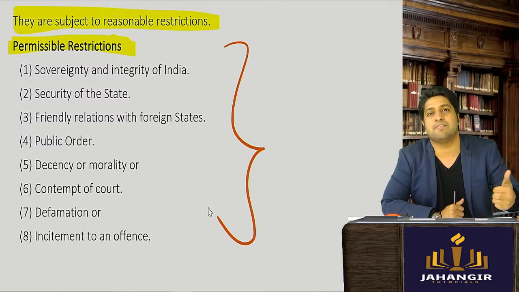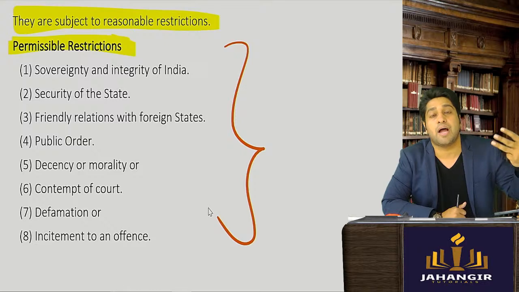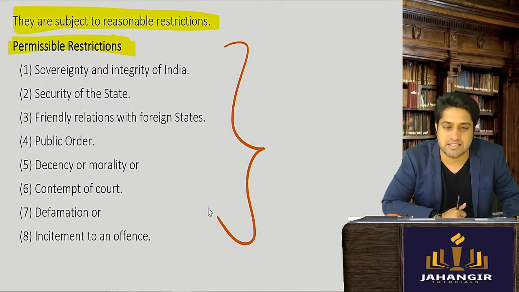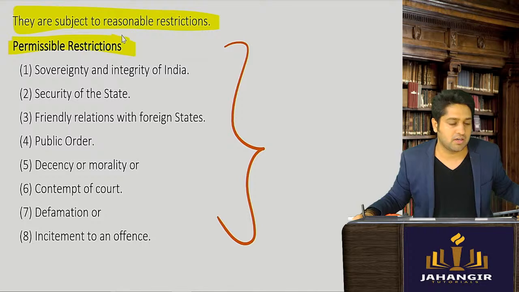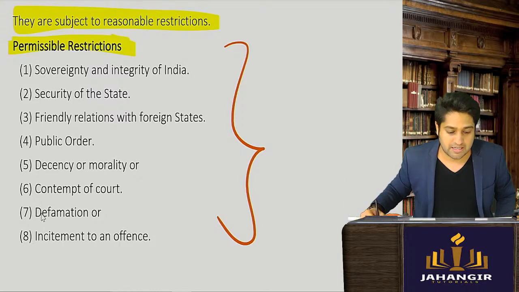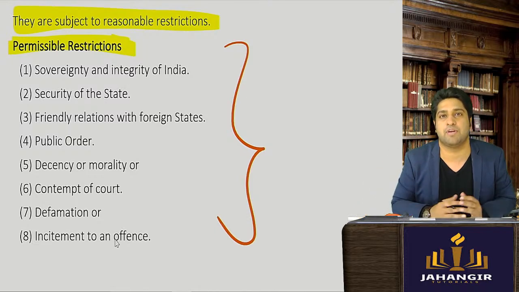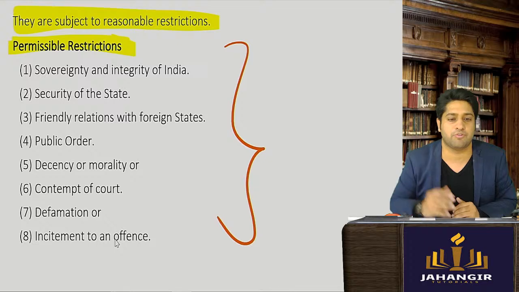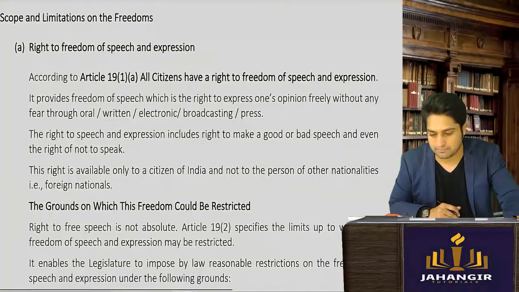These are all common reasonable restrictions. So I cannot speak in a way that I will affect the sovereignty and integrity of India, security of India, friendly relations. I cannot affect public order, decency and morality. I cannot act indecent. I cannot amount to contempt of court. In court, you cannot go and speak anywhere. It will amount to contempt of court. I cannot speak bad about the Supreme Court in a manner which defames or brings down the reputation of the Supreme Court. I cannot defame, cannot speak false about anyone, and I cannot amount to incitement of an offense. That is, I cannot encourage anyone to do an offense. Okay, under the IPC. So these are the common restrictions. Now we'll go through each one of them.